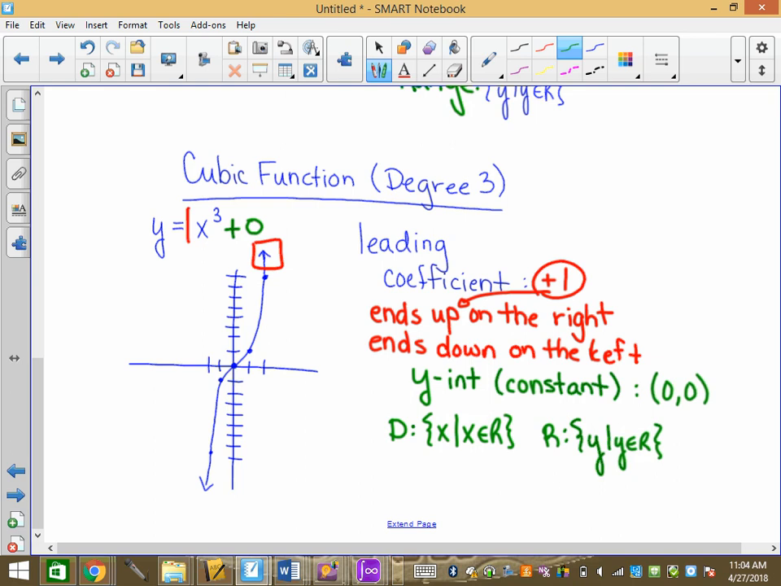Now, the thing with squareds and cubes, so degree 2 and degree 3, is you could have maxes and mins. This one has no max or min.